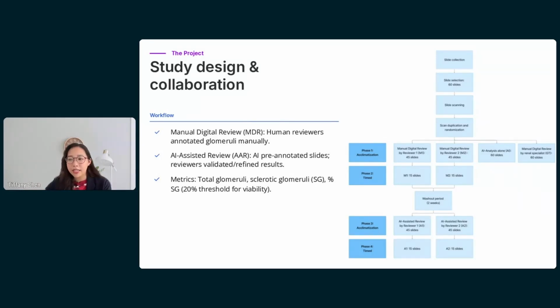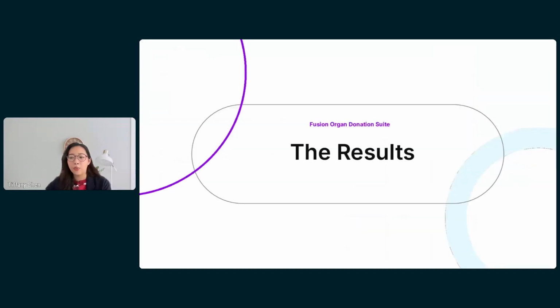And then lastly, phase 4 was the AI-assisted time review. This time, the reviewers measured the time it took for them to review 15 slides, but this time using AI assistance. Throughout the study, we assessed the accuracy and concordance with the ground truth, which was our renal pathologist read, our time savings from AI assistance, and we also wanted to take into account inter-rater variability and any bias that may or may not have been introduced by our AI. So we're excited to share the results from our study.